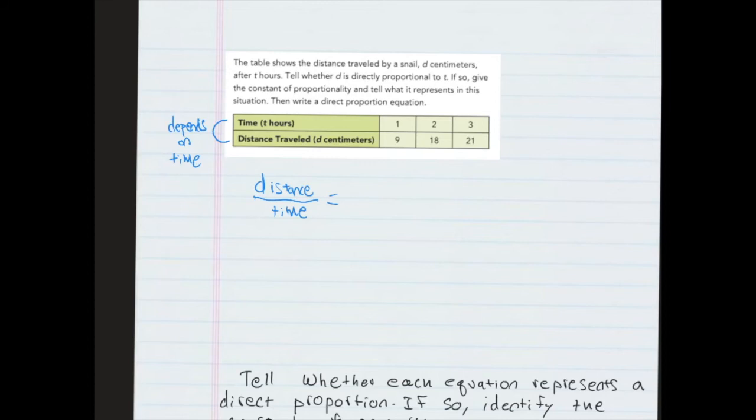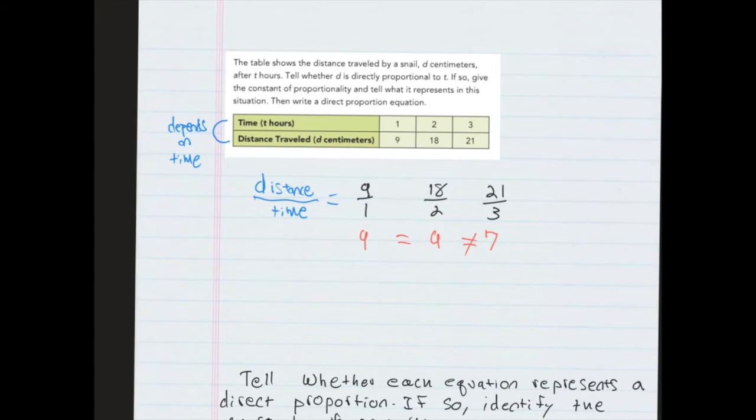Our first one is 9 to 1. Our second one is 18 to 2. So it's looking good so far. And our next one is 21 to 3. If I reduce all of these fractions, 9 over 1 gives me 9, 18 over 2 gives me 9. So these are equal. 21 over 3, though, gives me 7. They all have to be equal for it to be proportional.